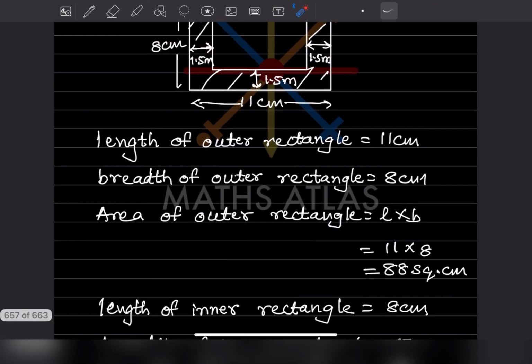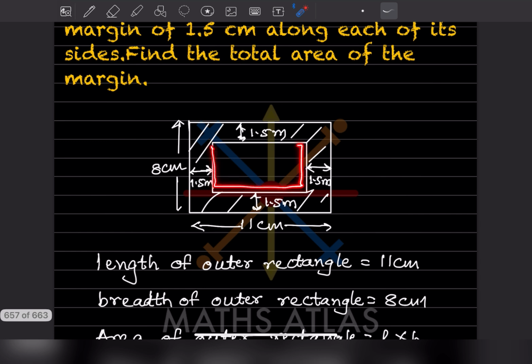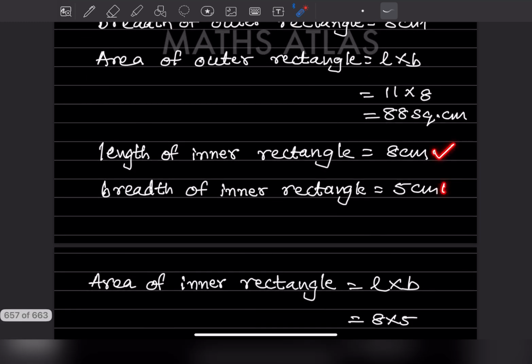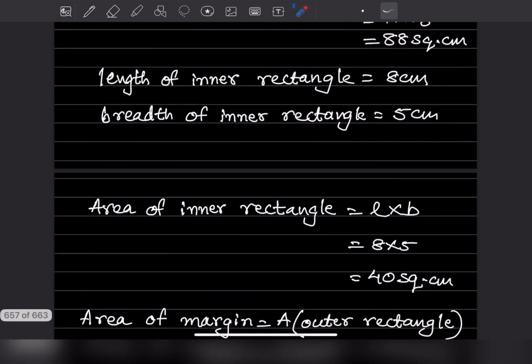Then we'll see whether this also is a rectangle, that is the length of the inner rectangle. So now we'll see this one. This is the length of it, because now this is 11. So from that one, 1.5 plus 1.5, that will be 3. 11 minus 3, that is going to be 8. And same here, 1.5 and here 1.5, that is the breadth of it. So 1.5, 1.5 is 3. From here also goes 3. So this is going to be 5. So the inner one will be this 5 and this will be 8. So the area of the inner rectangle, that will be length into breadth, that will be 8 into 5, that is going to be 40.